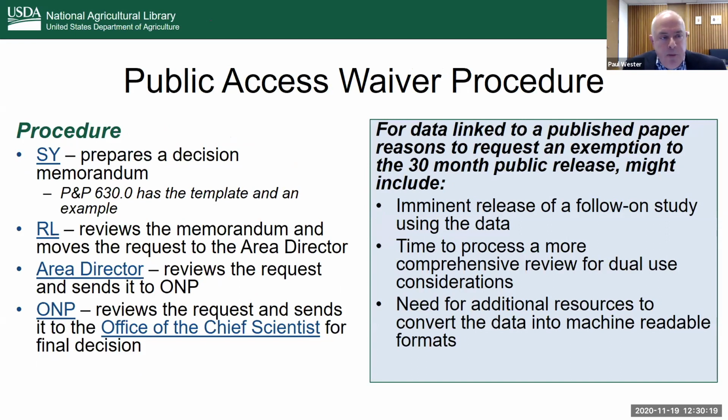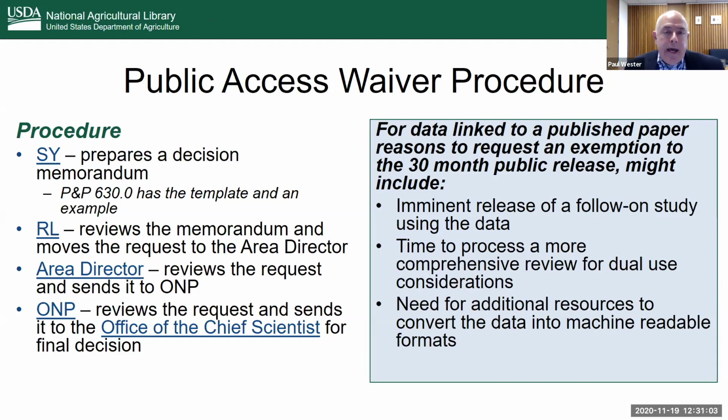So I want to talk a little bit about the public access waiver procedure. And again, I encourage you to take a look at the P&P itself to walk through it in more specific detail. But essentially, it's pretty straightforward. The scientist prepares a decision memorandum. And like I said, there's a template for this in one of the appendices to P&P 630. The research leader reviews the memorandum and moves the request to the area director. The area director reviews the request and sends it to the Office of National Programs. And then the Office of National Programs reviews the request, and if they approve it as it proceeds, the final decision is made by the Office of the Chief Scientist.